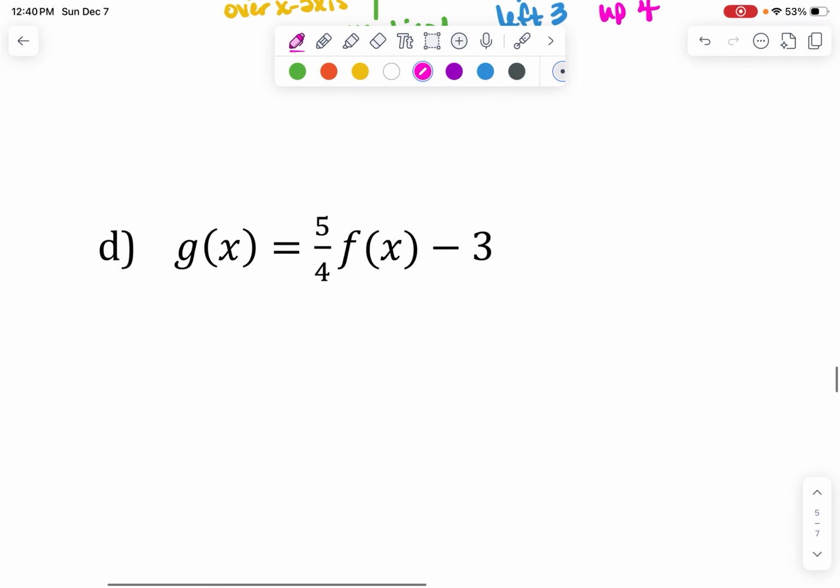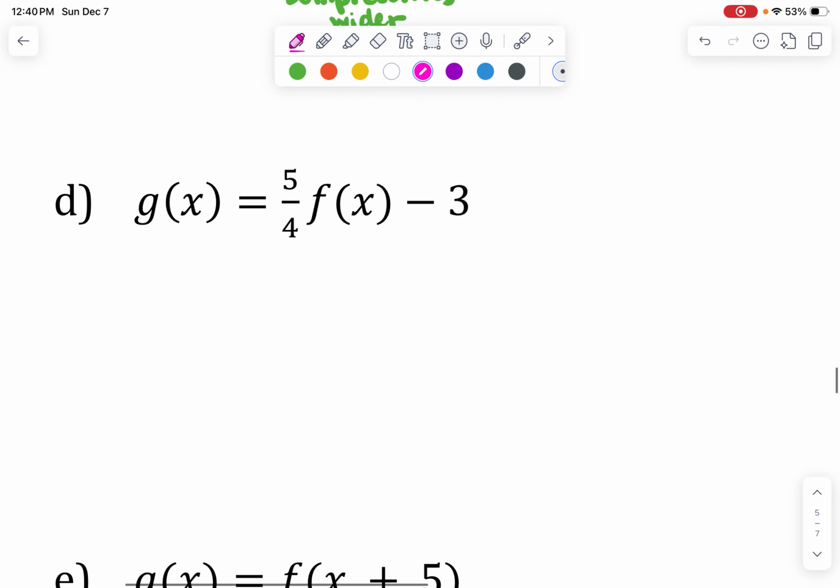Okay, 2 left here. This one's got 2 transformations, and it looks like they're all vertical transformations because nothing is trapped inside with the x there. So all of these are happening vertically to my graph. Obviously, the -3 on the end means down 3.